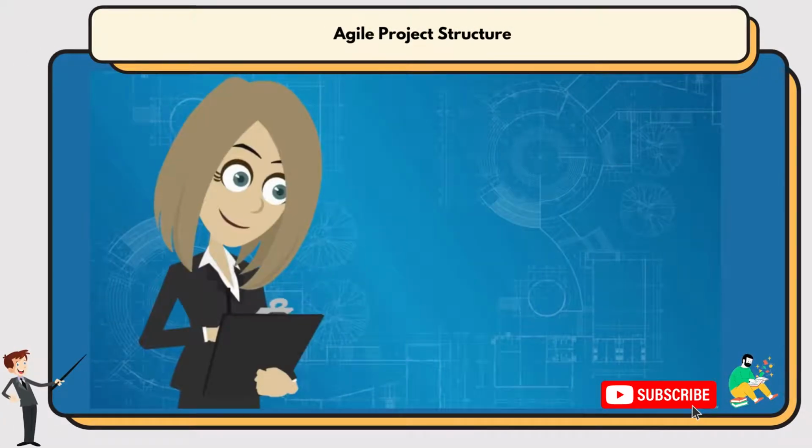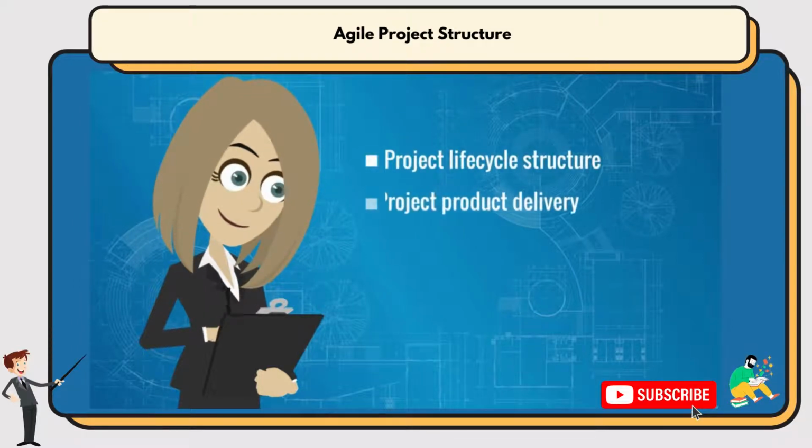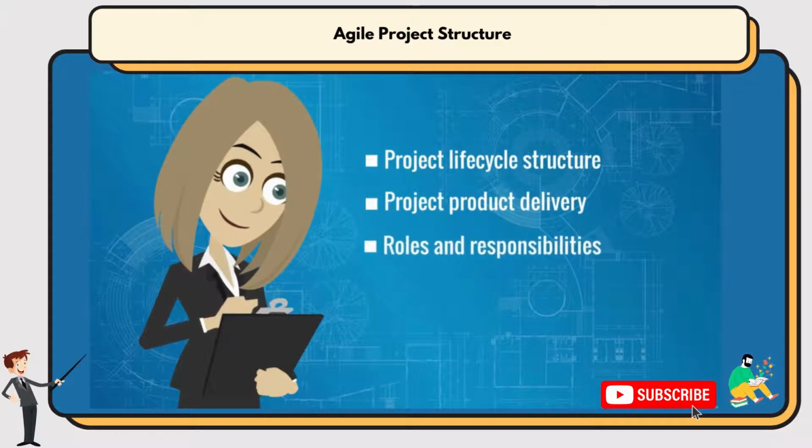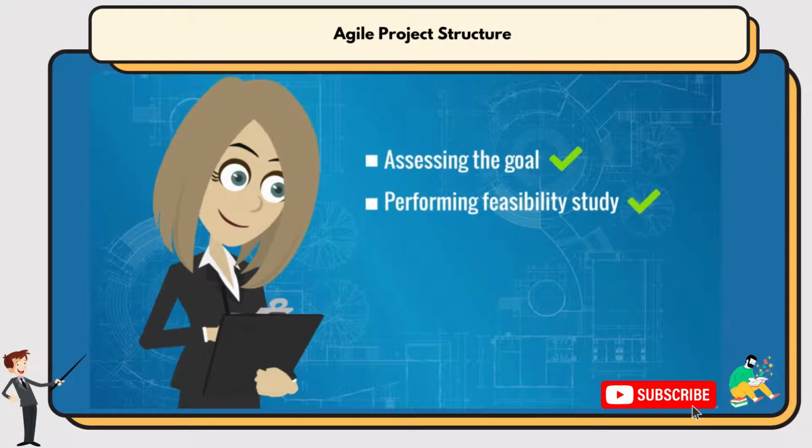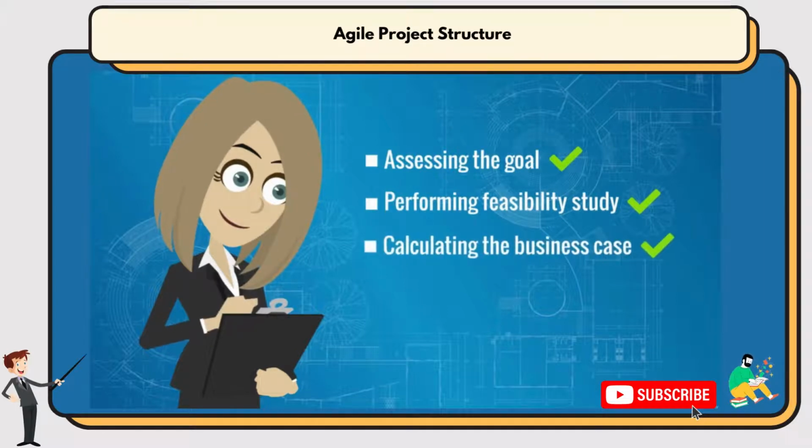Hello again. In the last lesson, we learned about Agile philosophy and principles. Let's now move to the more tangible side of it, the project lifecycle structure, project product delivery, roles and responsibilities. The beginning of the life cycle of an Agile project would be as we know it. Whenever a project need arises, an organization will go through the typical steps in an initiation phase, assessing the goal, performing feasibility study, calculating the business case, etc.